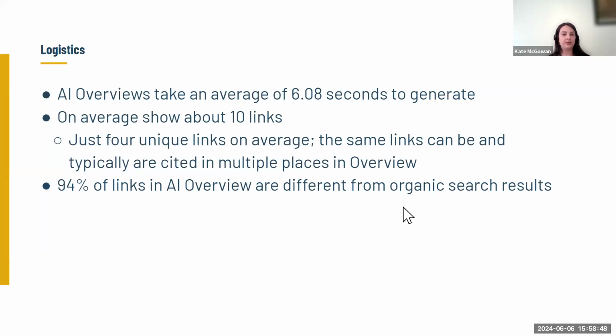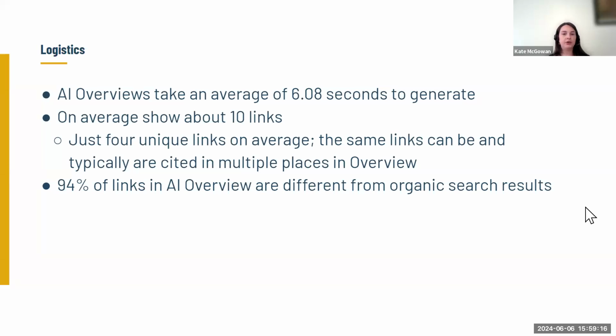And on average, something I want to talk about is how the AI overview shows about 10 links total. As you saw in that expanded version, there's several carrots that have opportunities to cite links. So on average, the overview shows about 10 links, but of those 10 links, it is on average just 4 unique links. So what that means is that the same websites can be cited, and typically are cited, in multiple places in the AI overview.